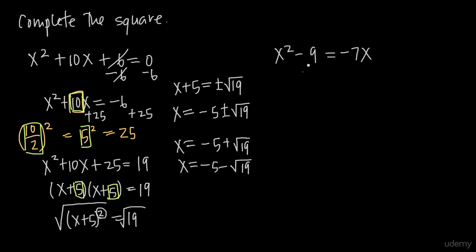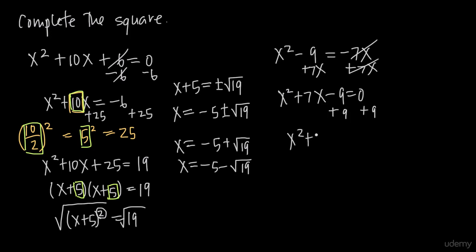Now let's look at a second example here. We have x squared minus 9 is equal to negative 7x. The first thing we want to do is get this negative 7x over here onto the left-hand side with this x squared term. So in order to do that, we're going to add 7x to both sides. And when we do that, we'll get x squared plus 7x minus 9 is equal to 0 because these two cancel. Now we want to move the negative 9 over to the right, so we'll add 9 to both sides. And when we do that, we'll get x squared plus 7x. These two will cancel, and we'll be left with positive 9 over here on the right.